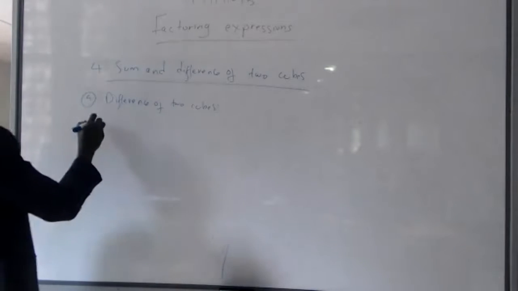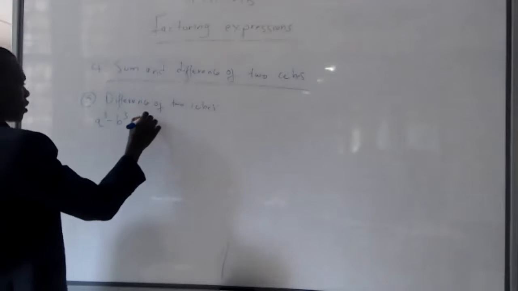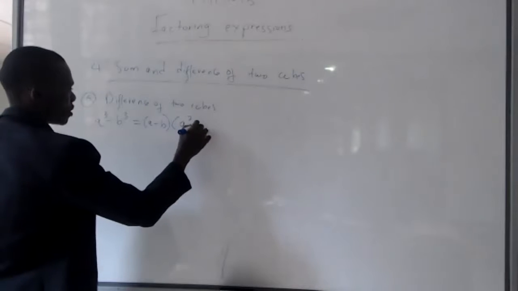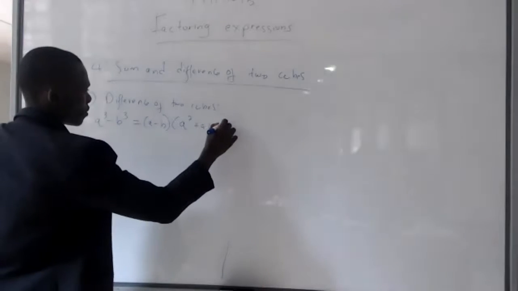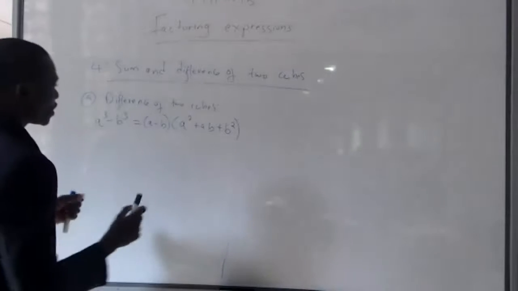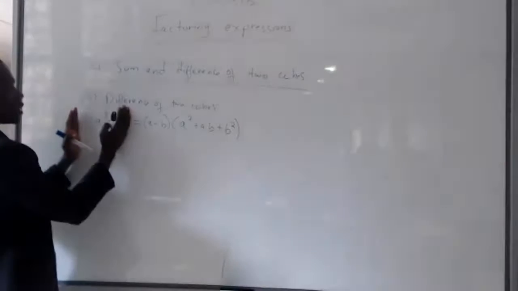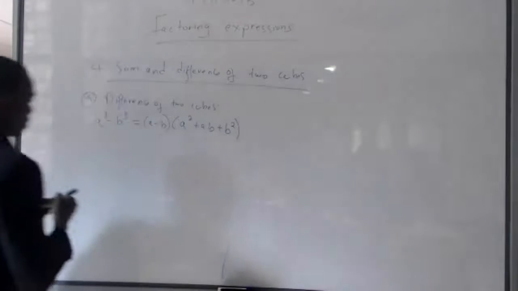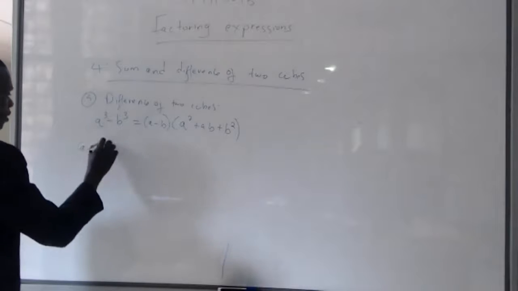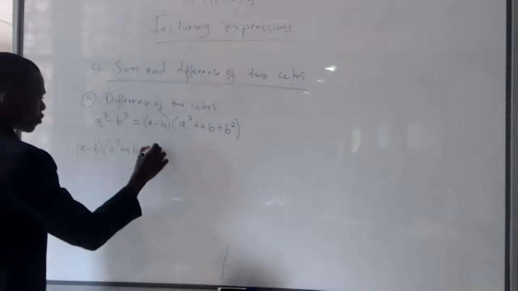And what you should remember is a cubed minus b cubed is going to be a minus b times a squared plus ab plus b squared. Why is that true? That is true because if you multiply this right-hand side expression, you will get the left-hand side. So let's do that. We want to multiply a minus b times a squared plus ab plus b squared.